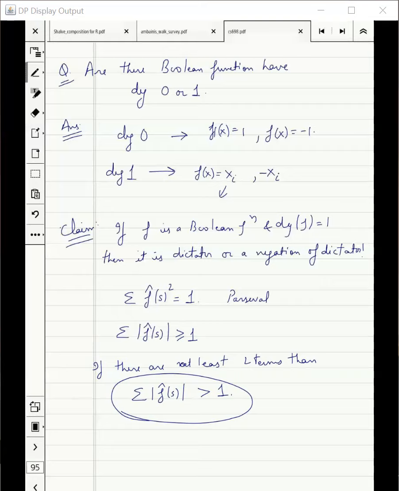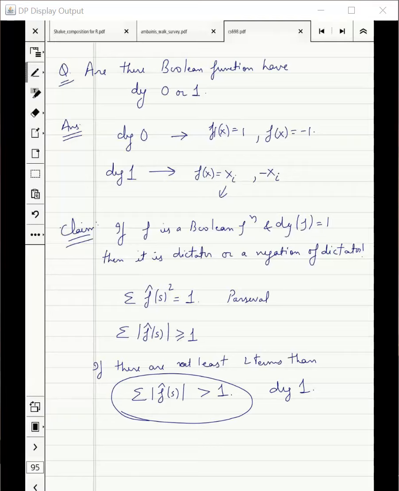Now can you show that this function cannot be Boolean? There is a degree 1 function such that the summation of the mod of f at s is greater than 1. The question is clear, right? We know the summation of f at s is greater than 1. We know it's a degree 1 function. We want to show that it is not Boolean. How will we do it?